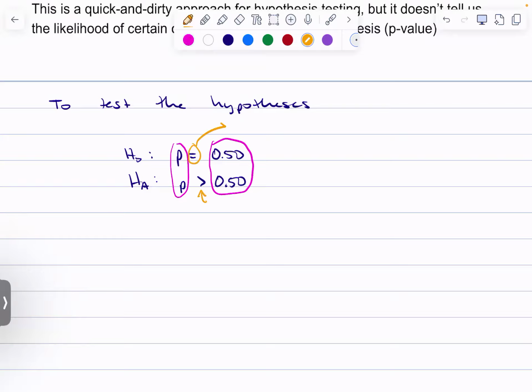And for us in this course, I like to keep it nice and simple. Of course, if you have a greater than here, you could say that P is less than or equal to 0.5 here, but I find that that's a lot to keep track of. So for me, I'm fine with just always having an equal sign in your null hypothesis. And so we always have an equal sign in H naught.